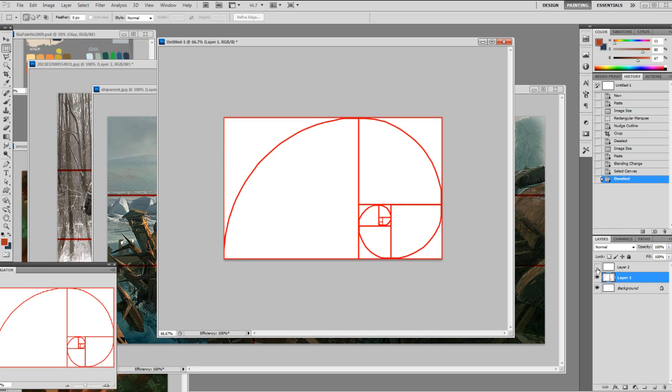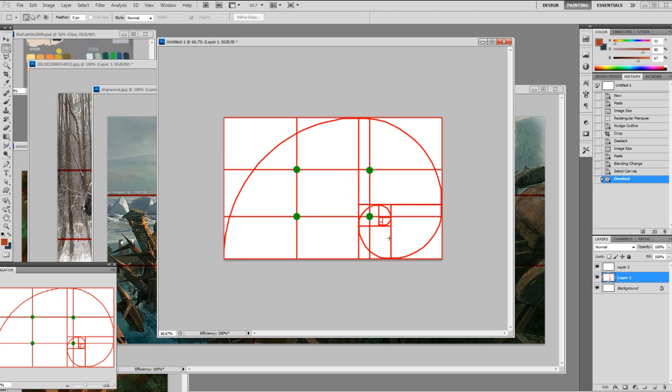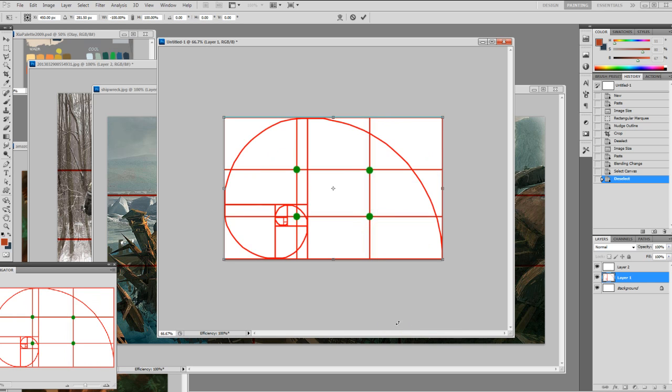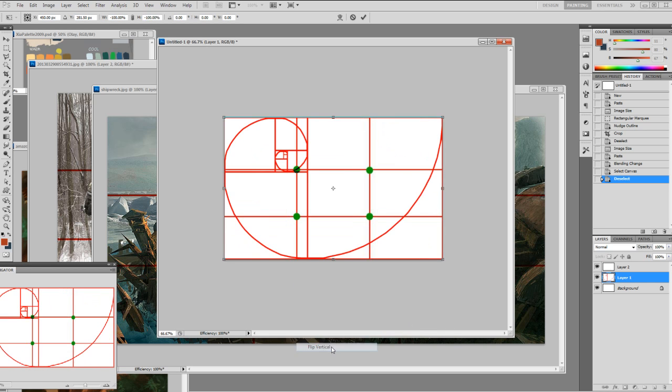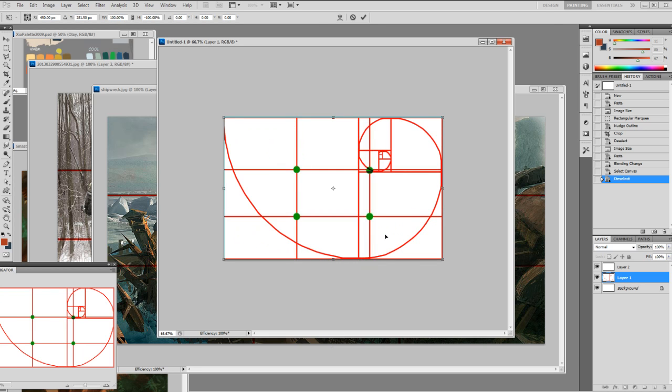And if you overlap the rule of thirds with the golden ratio, the green dots fall into this tiny box of the golden ratio. And it doesn't have to be on that region, you can flip it horizontally, it will be right there. So the green dots right there, right there, it will be right around the same area.